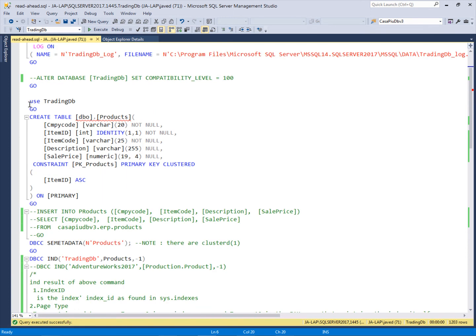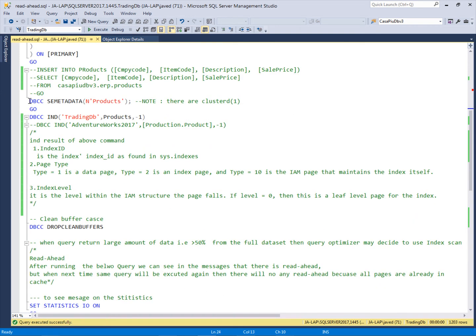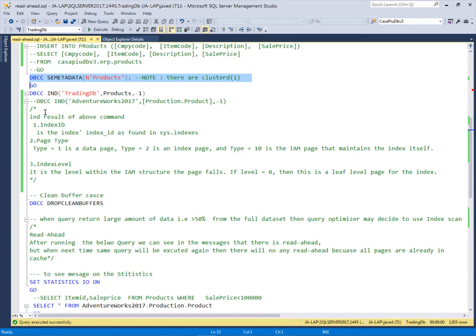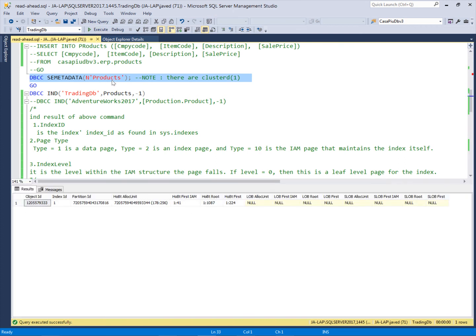We have this table known as product. On this table we have an index. This is a primary key clustered index on this table, and this is the column which is the key for the index. After creating the index, when we check the structure of the index by using this DBCC metadata command, we can find out that SQL Server will find the IAM from this.